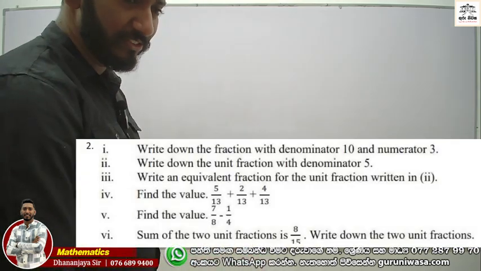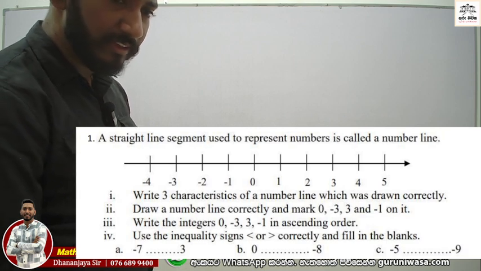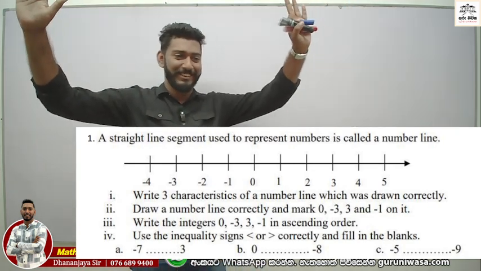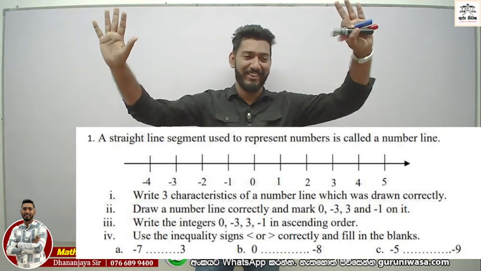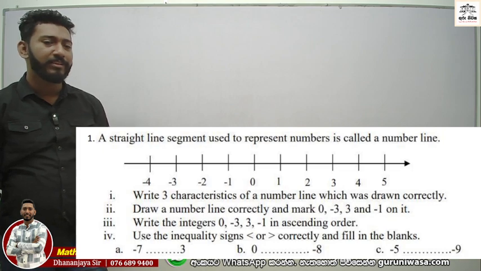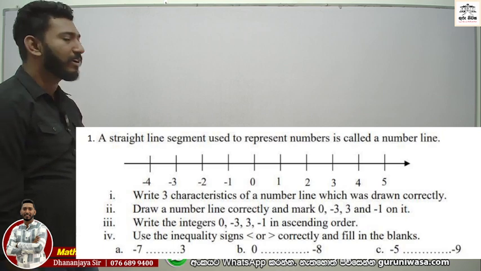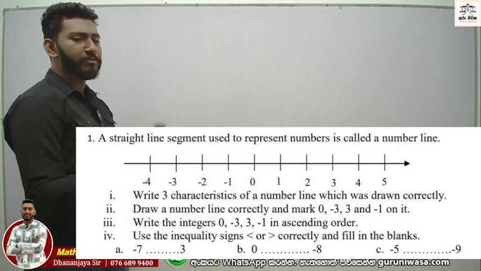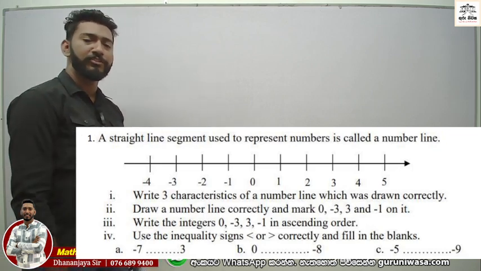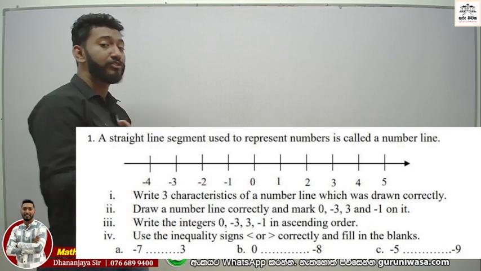Right. Now this is question number 1. Actually, this one is relevant to the number lines. Do you remember this one? Right. This is model number 15. A straight line segment used to represent numbers is called a number line. This one is minus 4 to plus 5 with arrowheads. The gap between two consecutive numbers becomes equal. Right? 3 characteristics of a number line which was drawn correctly.